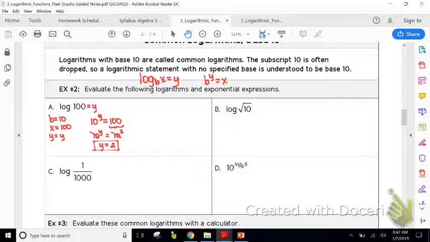Oh, wait, so we just solved it? Yes, we're just solving it. We solved for y? Yes, because that's what we want. Log of 100, we want to know what it's equal to, and it's equal to y, so we need to solve for y.